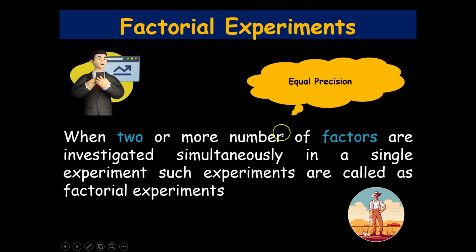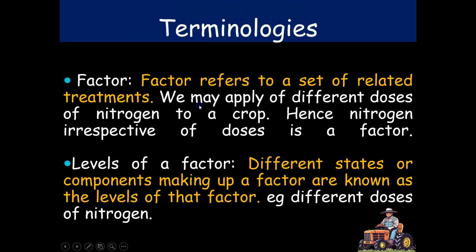Now there are two important terminologies involved. One is factor and another one is level of factor. What is a factor? A factor refers to a set of related treatments. For example, we may apply different doses of nitrogen to a crop. Hence, nitrogen, irrespective of doses, is a factor. Now, what are the levels of a factor? Different states or components making up a factor are known as levels of that factor. For example, different doses of nitrogen.